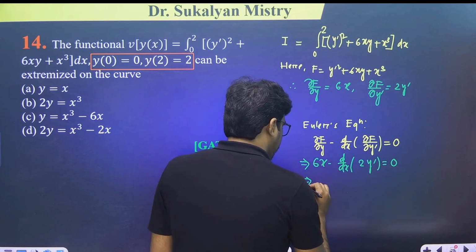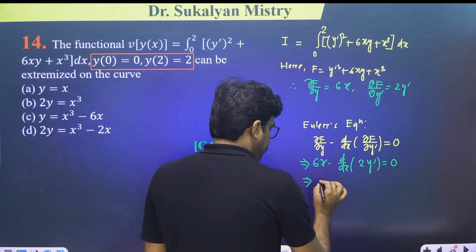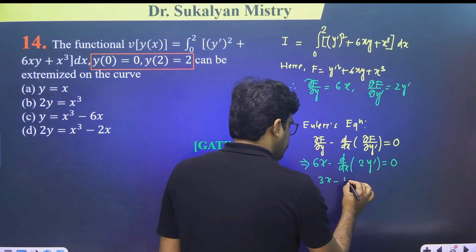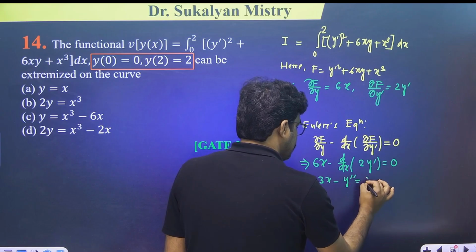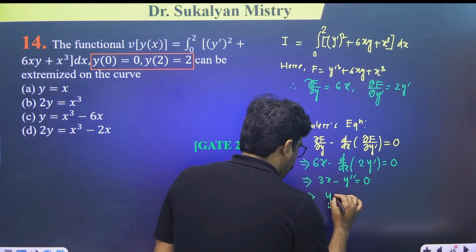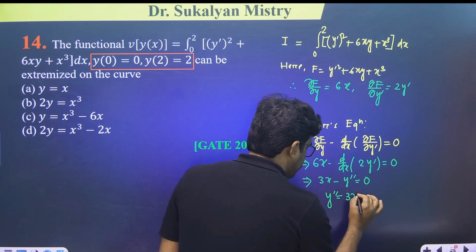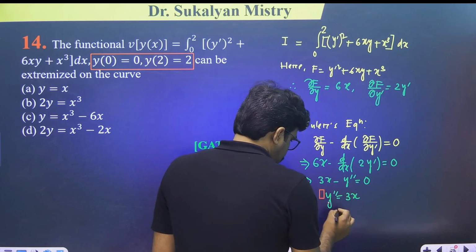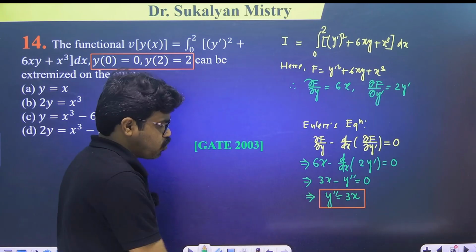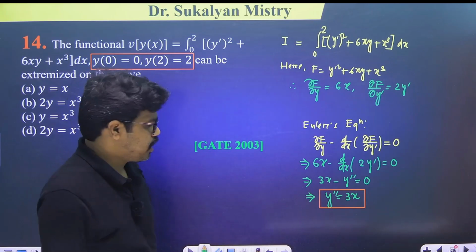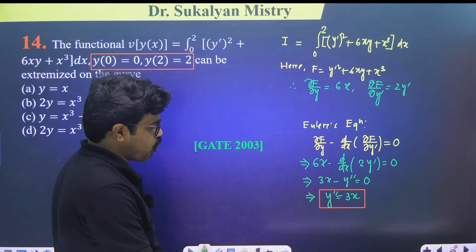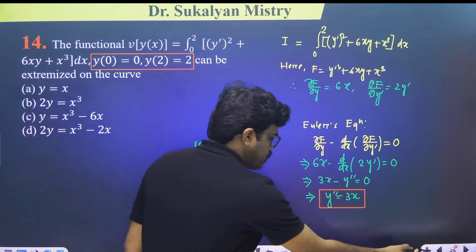Dividing both sides by 2, we get 3x minus the derivative of y dash, that is y double dash, equal to 0. So ultimately y double dash is equal to 3x, that is d²y/dx² is equal to 3x. We have to solve this differential equation. Integrating, we get dy/dx is equal to 3x square by 2 plus an integrating constant.